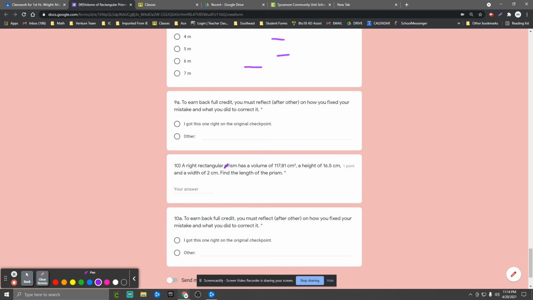Make sure you reflect. And then the last one, rectangular prism, sorry, we'll get to triangles soon, rectangular prism has a volume of this 117 and 81 hundredths cubic centimeters, a height, and a width. So again, you're trying to find the length. So you have a missing dimension. Again, you could use that inverse if that helps you. You could also say just, 16.5 times 2 gives you this. What times that will give you that? I probably would work more with the inverse on that one.